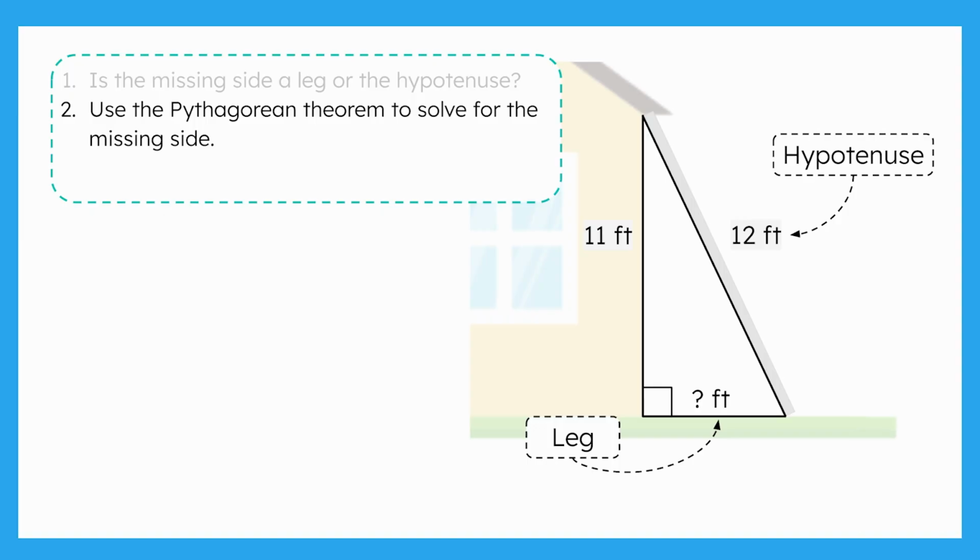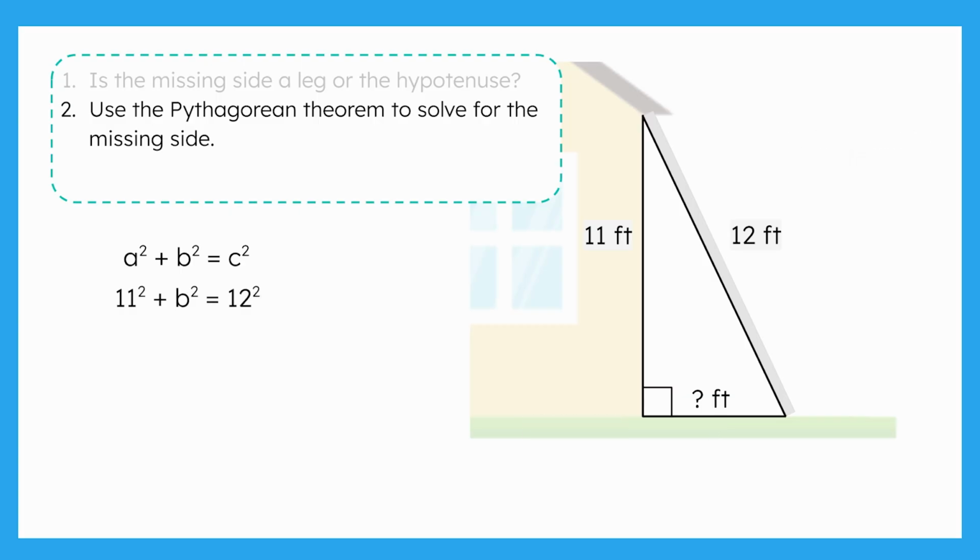First, we have the Pythagorean theorem itself. a squared plus b squared equals c squared, where a and b are legs and c is the hypotenuse. Since 11 is the length of a leg and 12 is the length of the hypotenuse, I can write the equation 11 squared plus b squared equals 12 squared. You may have used a different variable, and that's fine too. Squaring both the 11 and 12, and then subtracting 121 on both sides gives me the equation b squared equals 23. Now we can take the square root of both sides, so b equals the square root of 23.